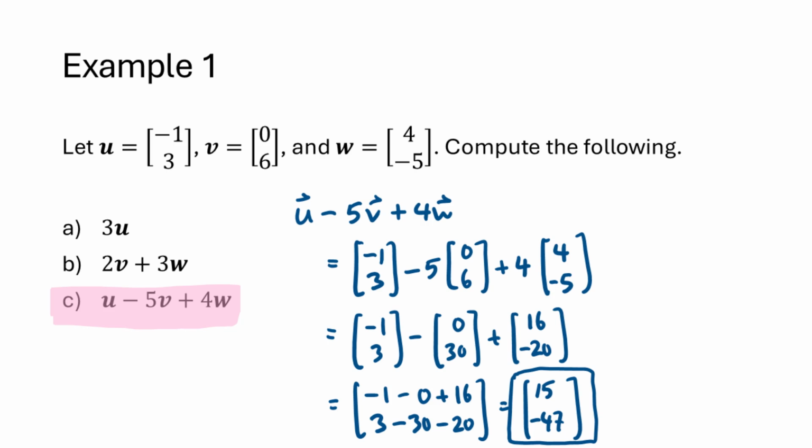Finally, we're asked to compute u minus 5v plus 4w. Again, we'll compute the scalar multiplications first, so 5v works out to be (0, 30), 4w works out to be (16, -20), and then we add and subtract, again doing everything entry-wise, and end up with a result (15, -47).